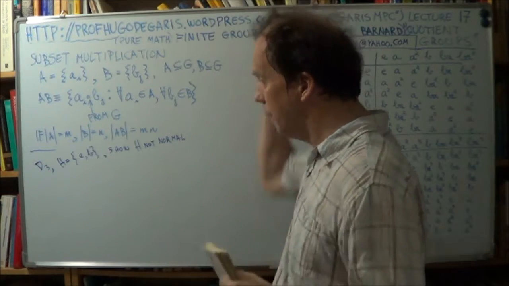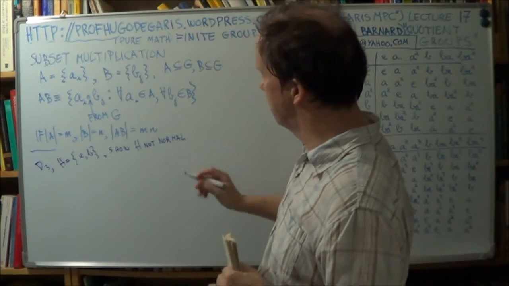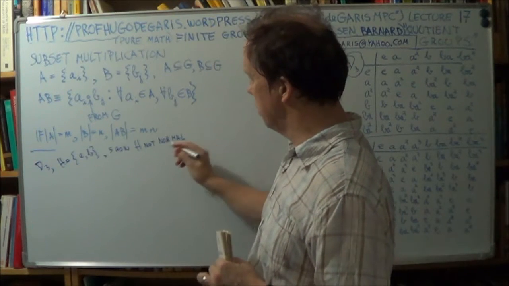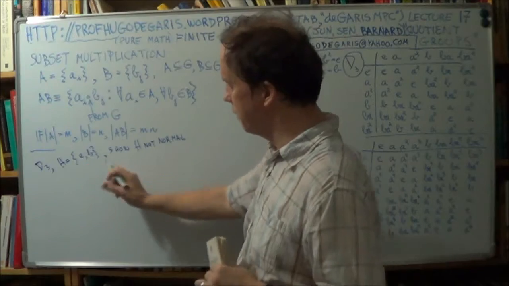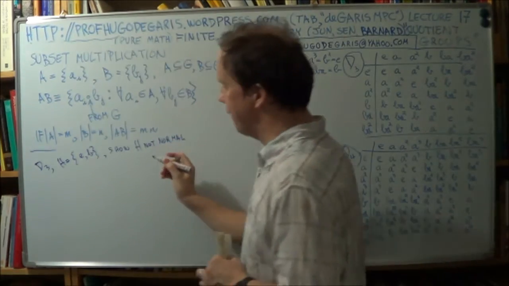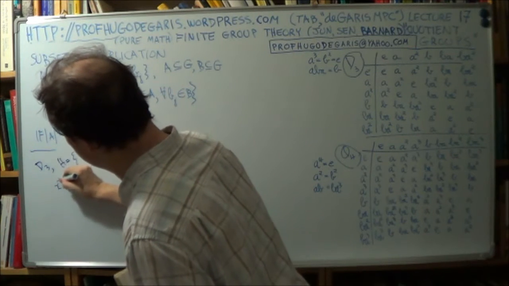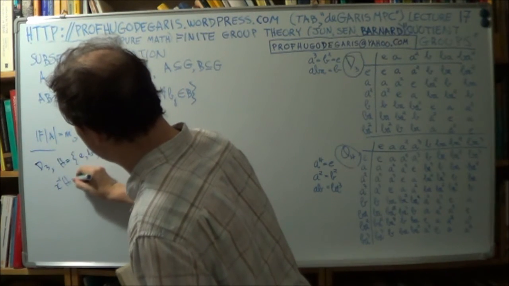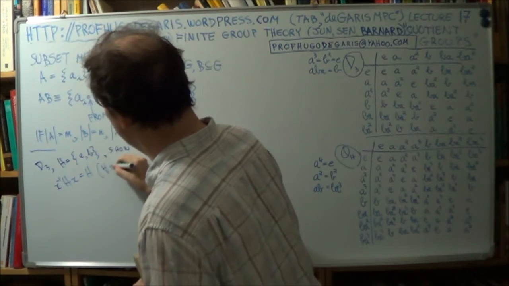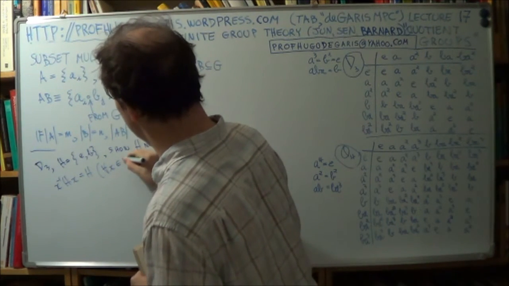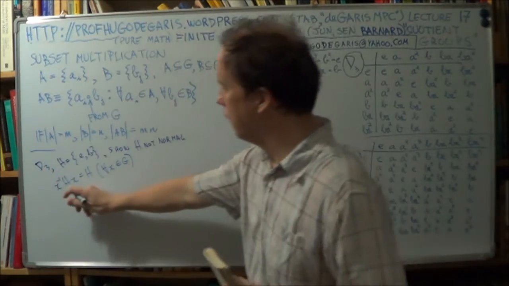Now remember, to prove something is not normal, let's just find one of these elements. Now, if H is normal, you'll have something like this: X inverse H X equals H. And that's true for all members of G. Okay, G is D3 in this case. Alright?